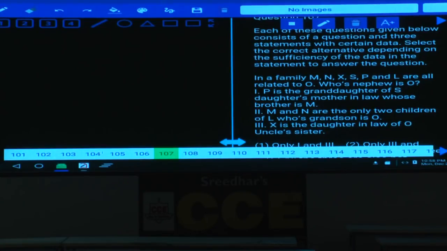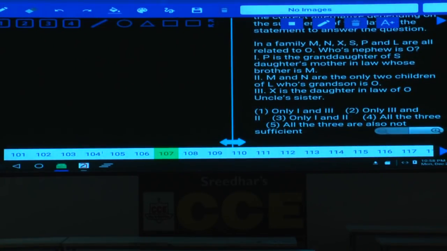Whose nephew is O? Now we need to find out whose nephew is O. O is a male, isn't it? And whose nephew is this O? We need to identify. Then conditions only 1, only 2, only 3 are not sufficient, so we need to go for combinations of 1 and 2 and so on.